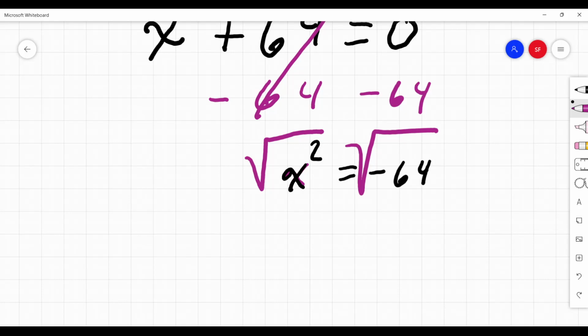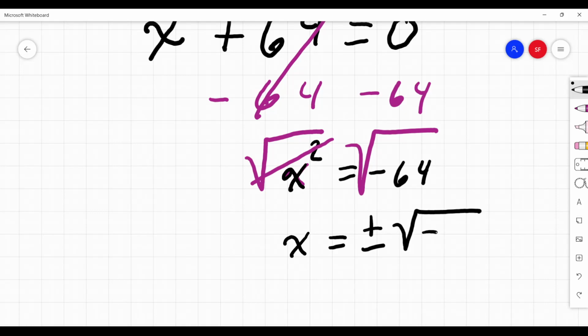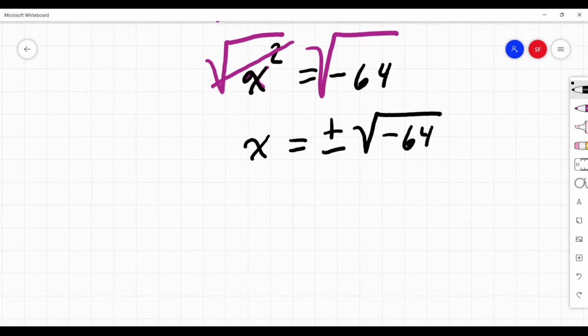Okay, so these cancel. Now the thing you have to remember when you take the square root of both sides, this is a small careless mistake that's common. You're going to forget that when you take the square root of both sides, you end up with plus or minus. So this is plus or minus the square root of negative 64. Now, to have a good and proper answer, we need to simplify the square root of negative 64.